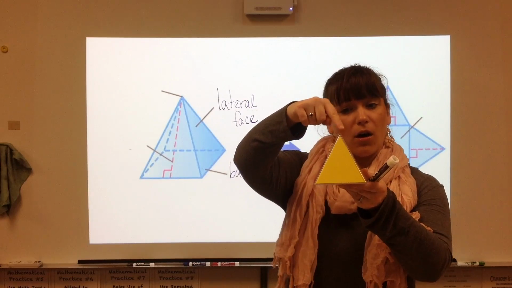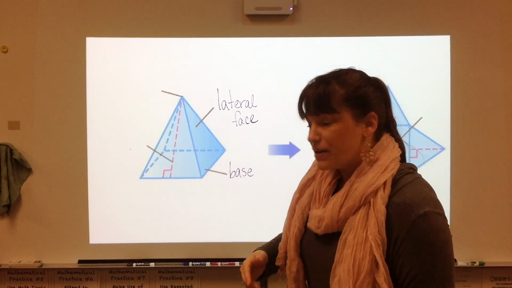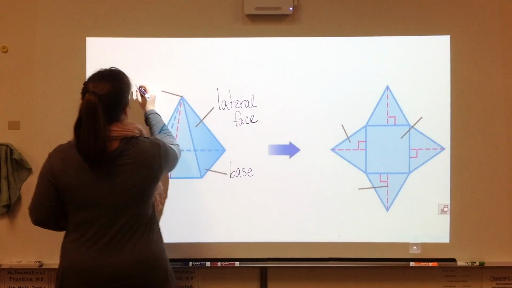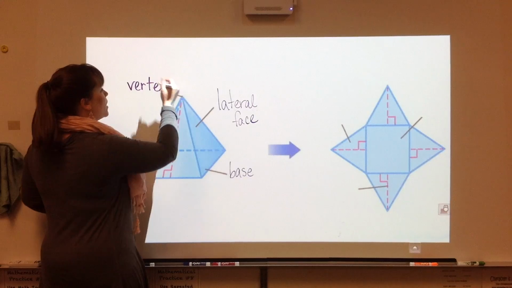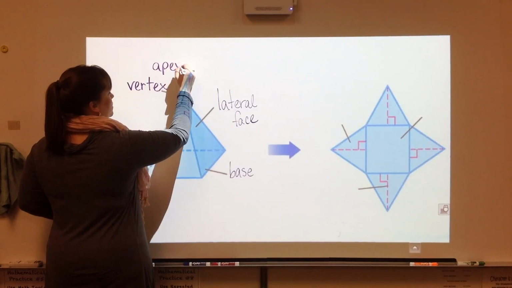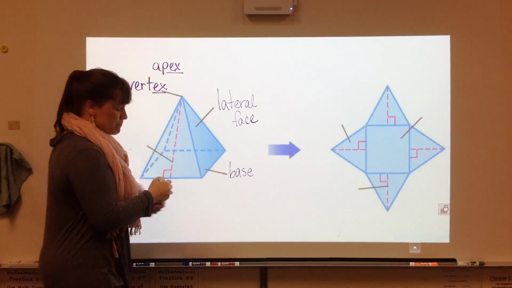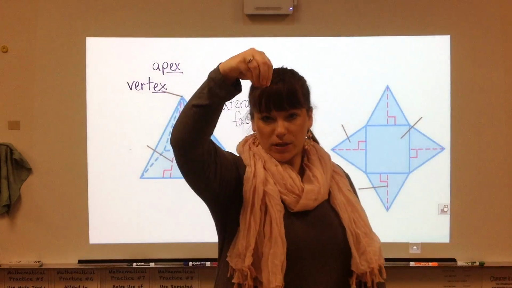The point where they all meet, there's actually 2 different names for it. We're going to put the vertex, that's the common point where they all meet. It's also called the apex. Notice it kind of ends the same. It's just that common point at the top.